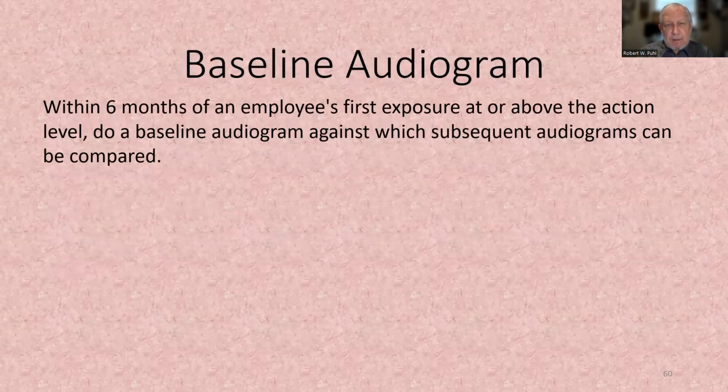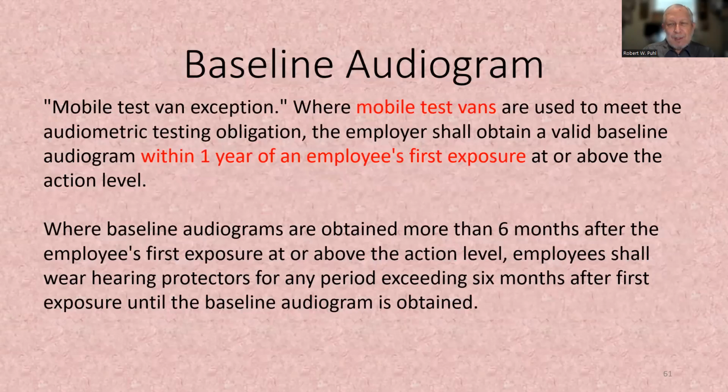Hearing testing has 4 important elements: the baseline audiograms, annual audiograms, training, and follow-up. So within 6 months of an employee's first exposure at or above the action level, which is what? Boy, I hope you know that, 85 decibels, do a baseline audiogram against which subsequent audiograms can be compared. So here's the mobile test van exception. Sometimes OSHA takes life into consideration. So where mobile test vans are used to meet the audiometric testing obligation, the employer shall obtain a valid baseline audiogram within 1 year of an employee's first exposure at or above the action level.